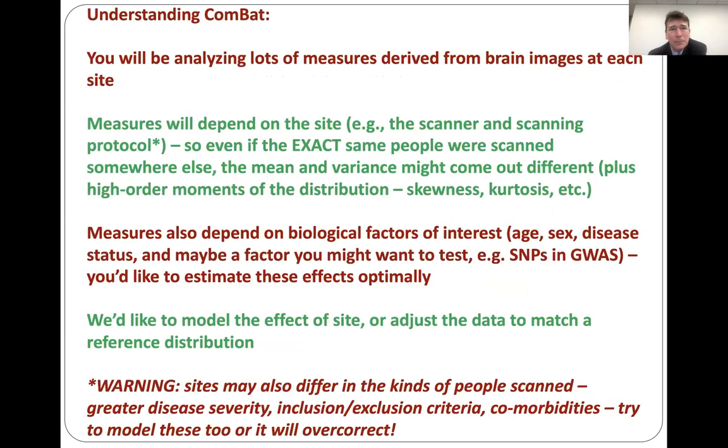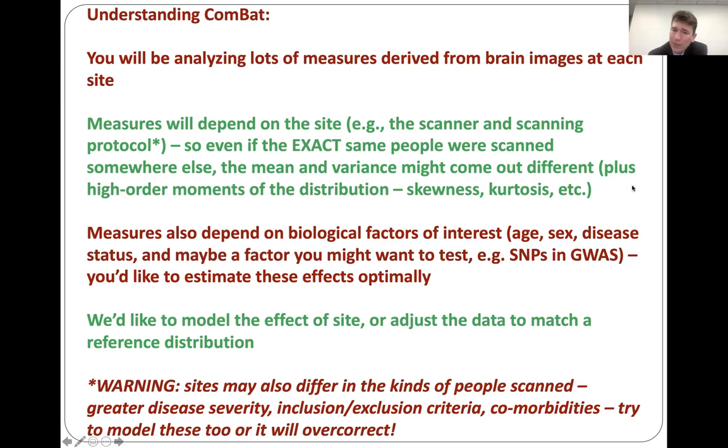So just to understand what we're doing here and understanding ComBat, you might be analyzing lots of measures derived from brain images at different sites. The problem is the measures do depend to some extent on the site where the scans were done, either the scanner or the scanner protocol. So even if the exact same people were scanned somewhere else, the mean and the variance of the measures might come out differently. And even the higher order moments of the data distribution, the skewness and the kurtosis and so on. Now, what we really care about is that the measures depend on biological factors of interest. So it may be age, sex, or disease, or it might be a factor that you want to test. It might be a marker in the genome, or it might be a treatment. And we don't want those site effects to get in the way or confuse us when we're trying to detect an effect of a treatment.